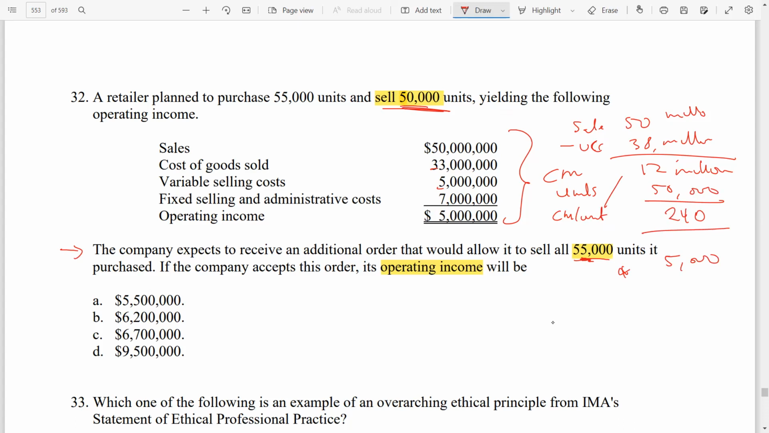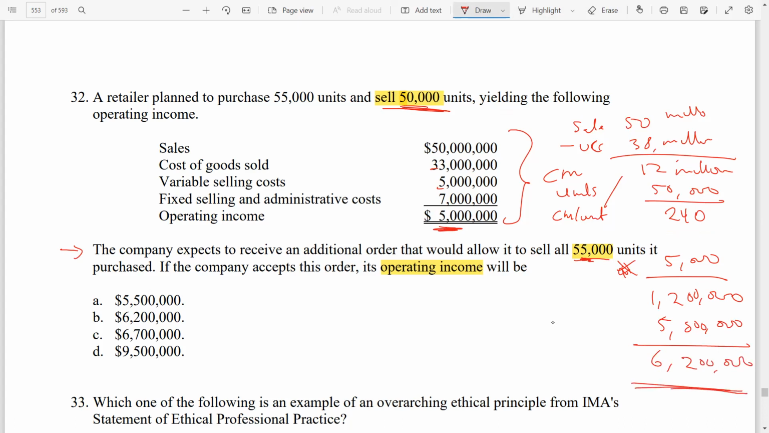So we're going to multiply 240 by 5,000. That's going to give us 1,200,000. Okay, so 1,200,000 is the increase in profit that we're going to get if we sell the 5,000. But what do we have now? Now we have 5 million operating profit. So we're going to add the 5 million to it, and that gives us 6,200,000.